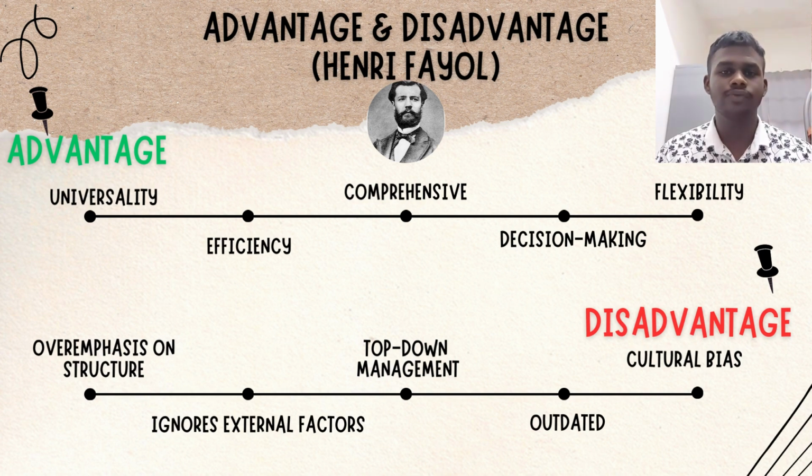The third one was flexibility. Fayol's approach allowed for flexibility in management as it is not prescriptive but rather provides general guidelines for effective management. The fourth one was efficiency. Fayol's principles help managers to improve efficiency by streamlining processes, reducing duplication of effort, and optimizing resources. The last one was decision making.